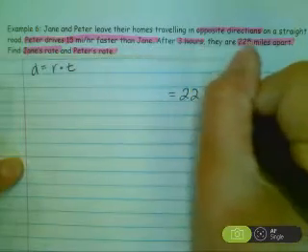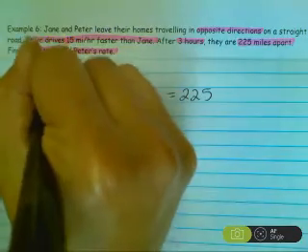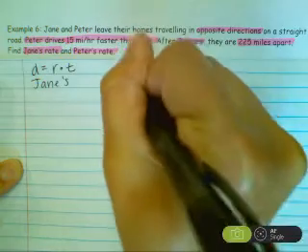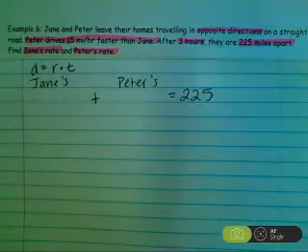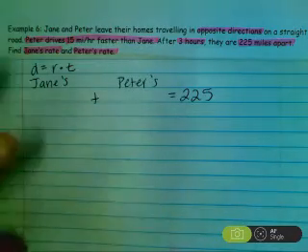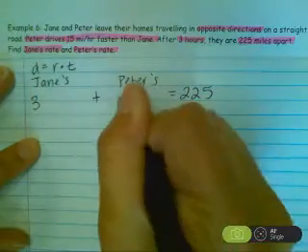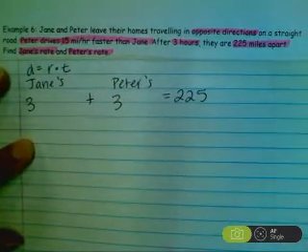I know that my total distance is 225 miles. That is going to include Jane's distance, and it's going to include Peter's distance. So we're going to add their two distances together. Each of them has a rate and a time. Now, all I know is that they both travel 3 hours, so I can say that both of these are going to be multiplied by 3. That's the time. The rates are different.